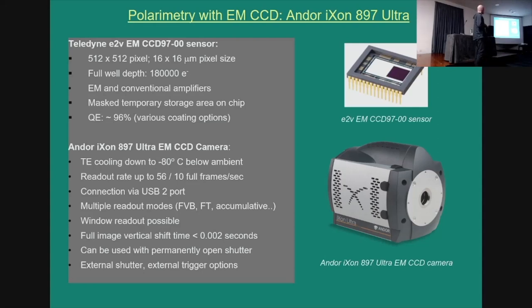It is connected to the console computer with a USB port. It provides multiple readout modes. And of course, windows readout is also possible. The full image vertical shift time is less than 2 milliseconds. It can be done even shorter. Because of that, the CCD can take exposures with a permanently open shutter. It also has an option for external shutter and external trigger, so multiple cameras can be linked together with their exposures perfectly synchronized. One camera can fire exposure on another camera, so it's a very flexible system which may suit everyone's needs. So when we decided to make a new polarimeter at the University of Turku, we chose this model as a detector.